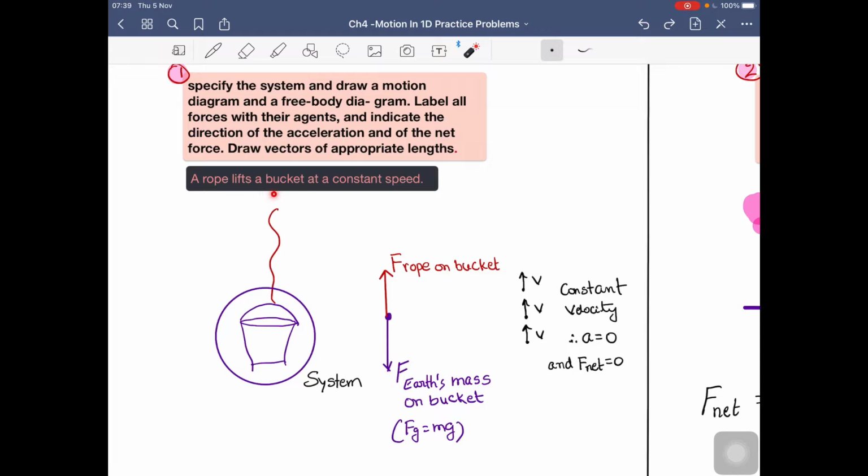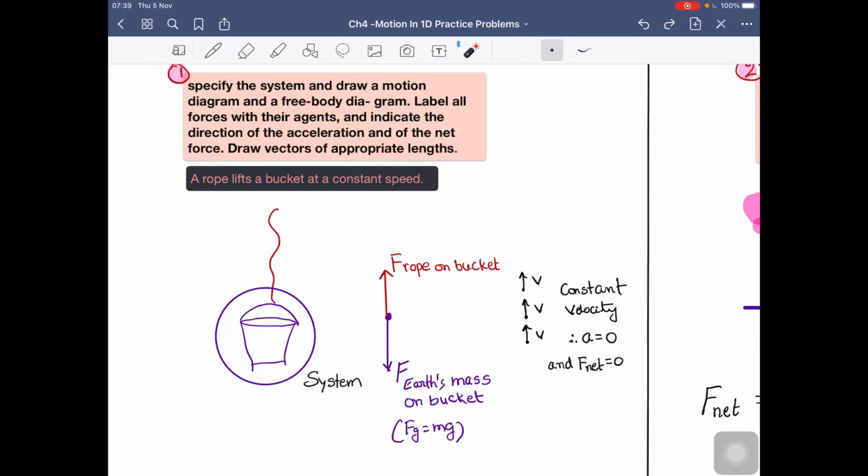A rope lifting a bucket at a constant speed. If you draw a rope and a bucket, this is our system. Here I use the particle model and identify all the forces. The bucket has some mass, so it has some weight. That is the downward force, which can also be written as Fg equal to mg. It is downward, so later if I want to use this force, I have to consider the negative sign.